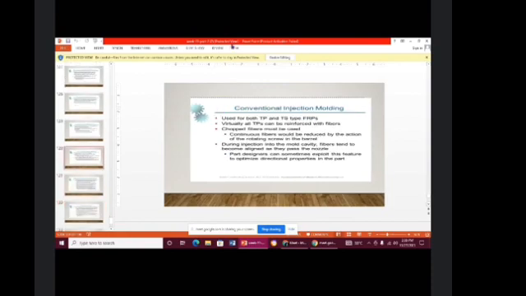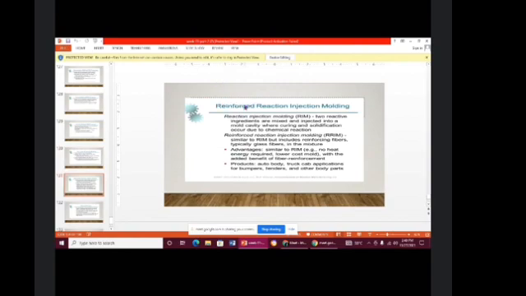Conventional injection molding is used for both thermoplastic and thermosetting type FRPs. Virtually all thermoplastics can be reinforced with fibers. Short fibers must be used, since continuous fibers would be reduced by the action of the rotating screw in the barrel. During injection into the mold cavity, fibers tend to become aligned as they pass through the nozzle. Part designers can sometimes exploit this feature to optimize directional properties in the part.